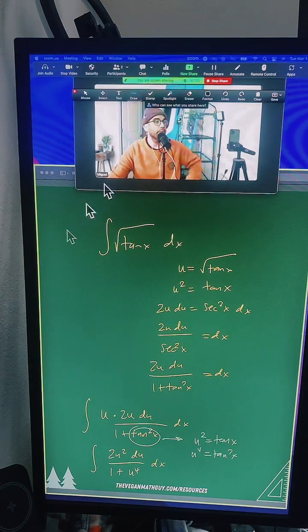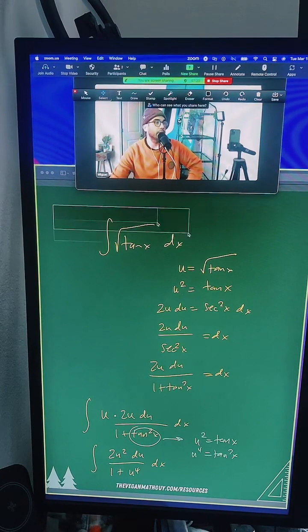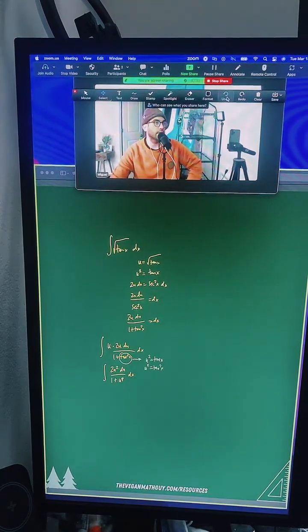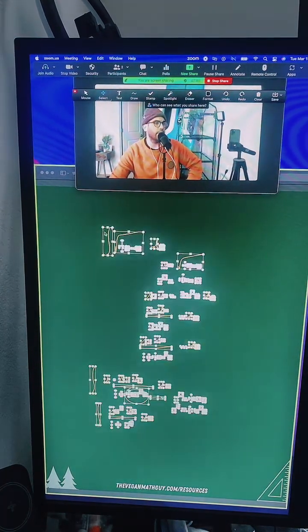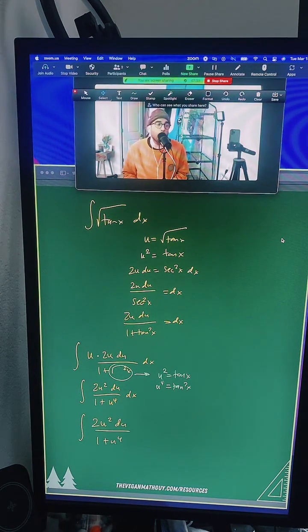So this is what we're left with. Let me make some space on the blackboard. We're going to simplify this. And I forgot who was asking me this, but once you have this, I'm still going to leave the 2 on there. 2 du over 1 plus u to the fourth du. Oops, I still have the 2u squared on top. There we go. So now we have this integral here: 2u squared over 1 plus u to the fourth.